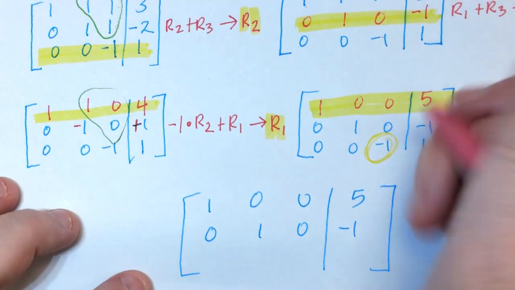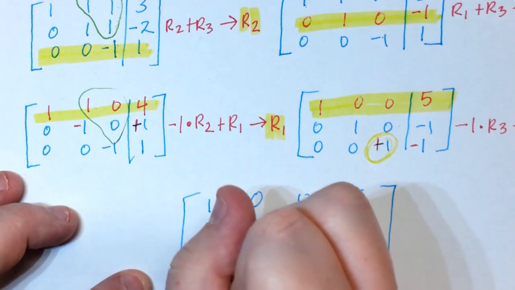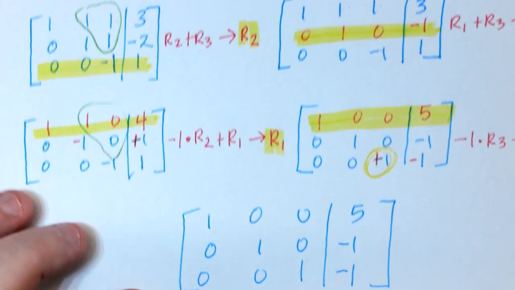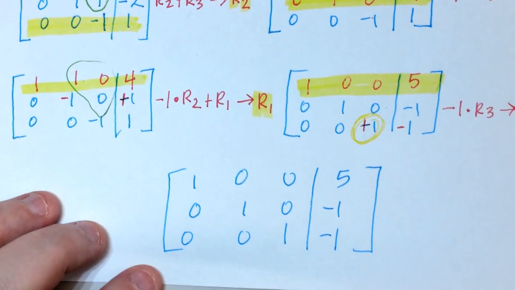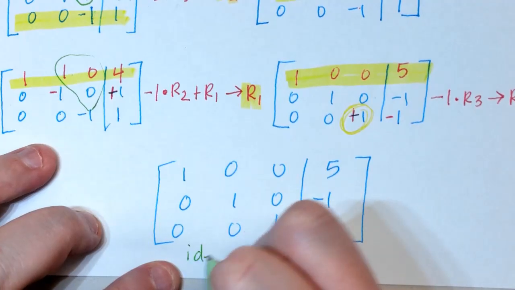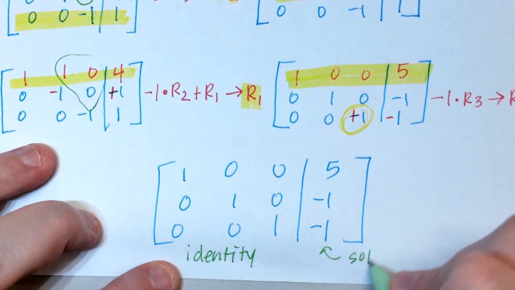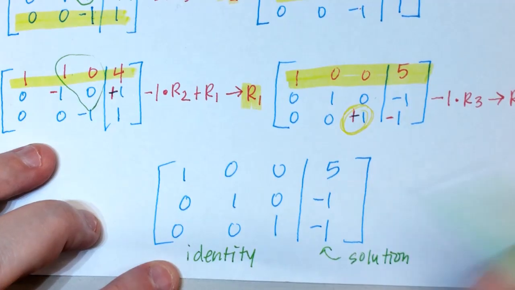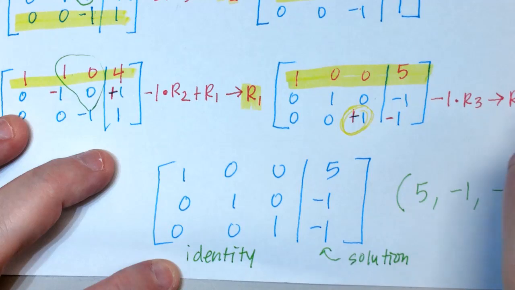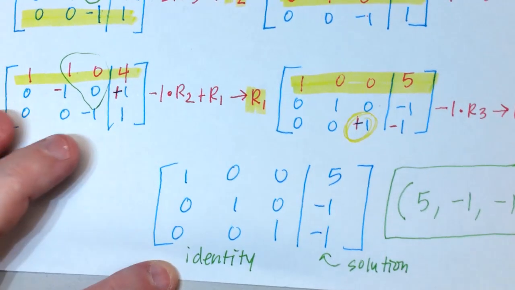So that's just going to change these two signs. We're not adding it to anything, so we have 0, 0, 1, negative 1. Is this the identity matrix? Yes. So this is our identity, and this right here is our solution. So since we have the identity, this represents our x, our y, and our z, and we can write it as an ordered triple.